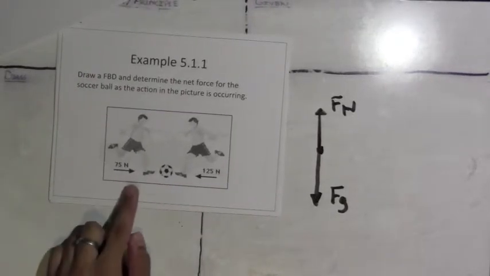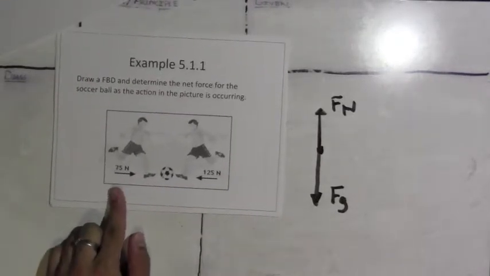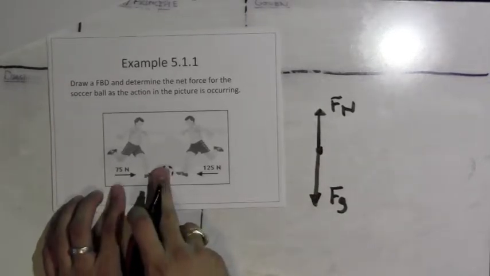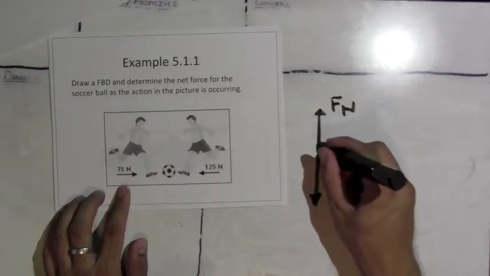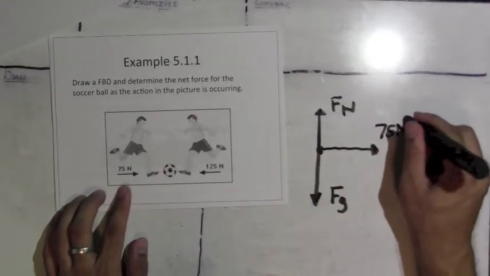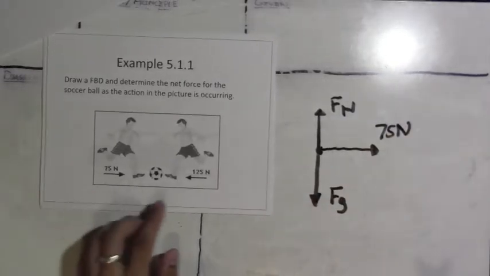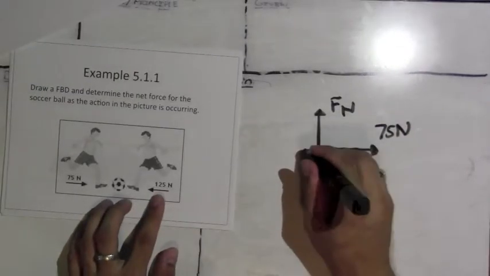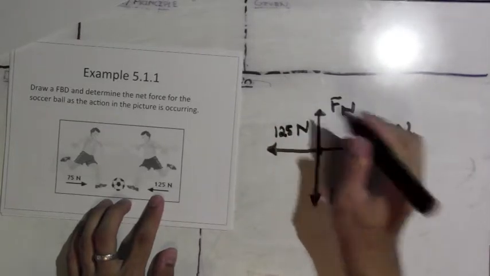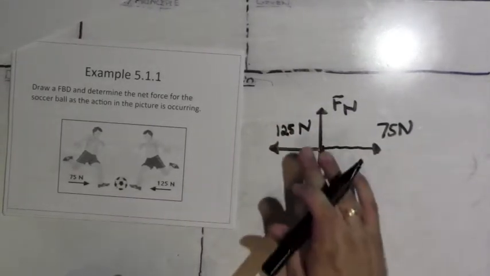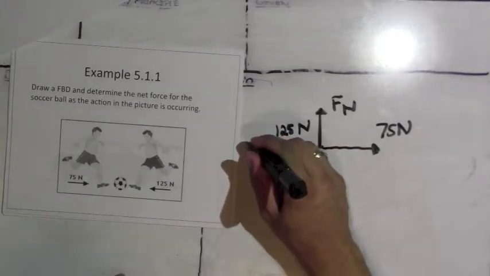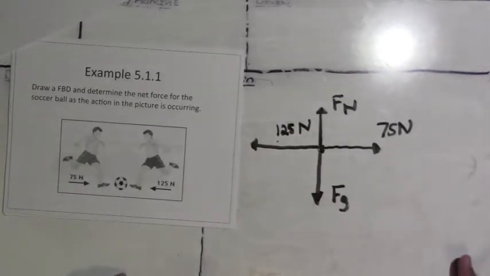Now we can take a look at these individual forces. The first one we have is a force that's 75 newtons to the right. I understand that the arrow is pointed towards the ball this way, but we always say this is the direction right there. So you can say 75 newtons right there. And then the force to the left is 125 newtons. This right here gives you a little bit better idea. We drew this a little bit backwards.